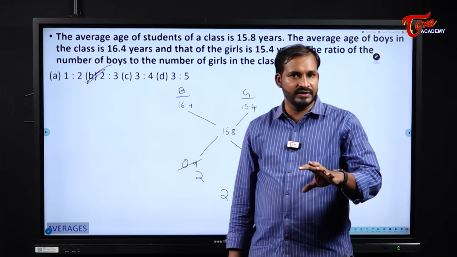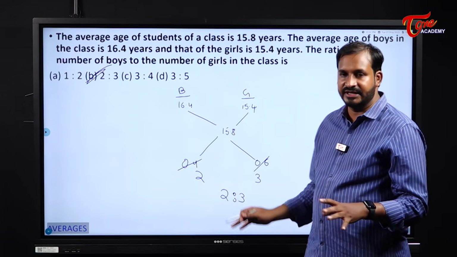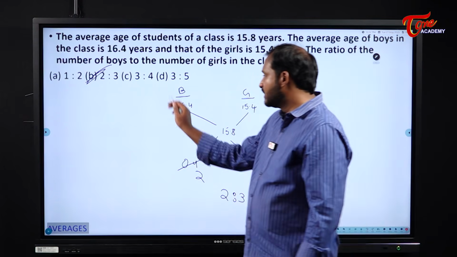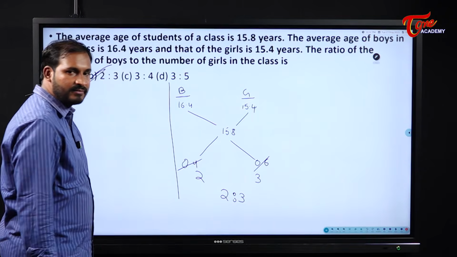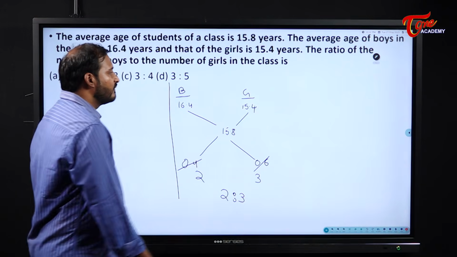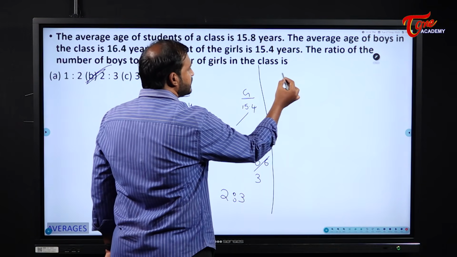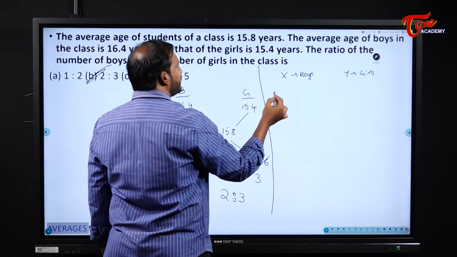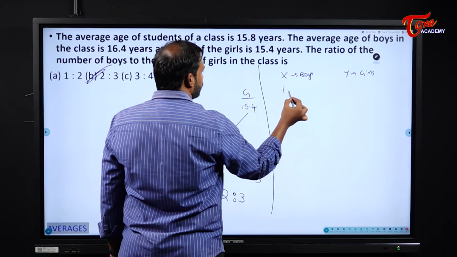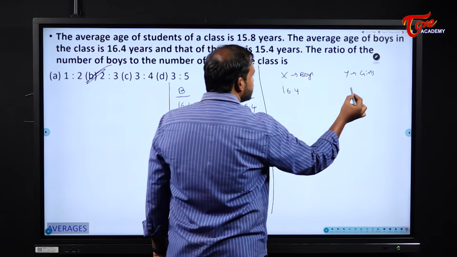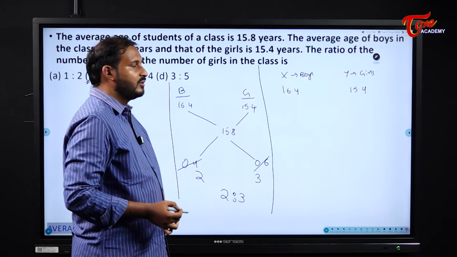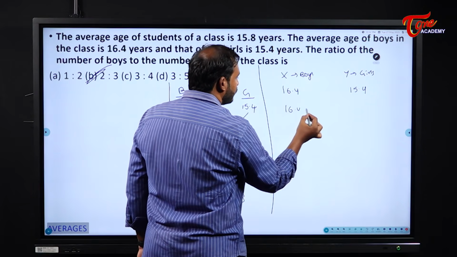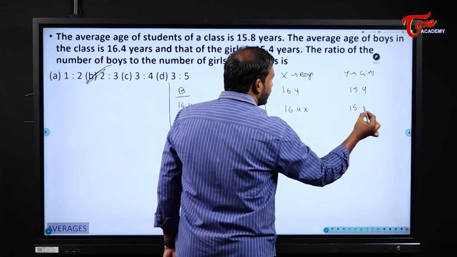If you solve this one with the help of the allegation rule, it becomes very, very easy. Otherwise it becomes a huge task to solve this type of problem. Why? Because we will think that there are X boys and Y girls in the class. The boys' average is 16.4. When it comes to girls, the girls' average is 15.4. And the total average they have given, right? So the sum here will become 16.4x, and the sum here will become 15.4y.